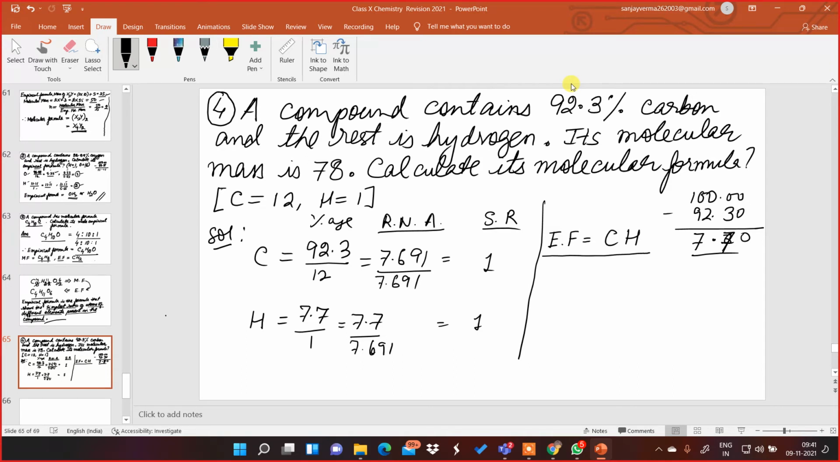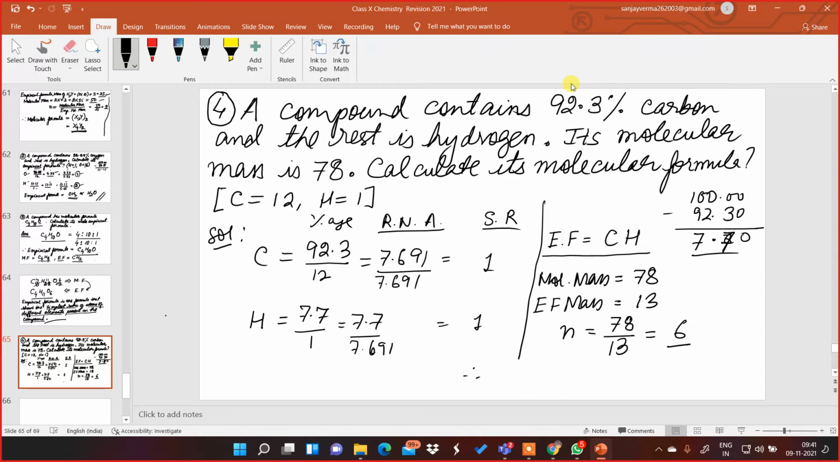And we know the molecular mass is given. It is given 78. So what is the empirical formula mass? Empirical formula mass is 12 plus 1, 13. So work out the factor n. n is molecular mass by empirical formula mass, that is 78 by 13. That comes to 6 exactly.